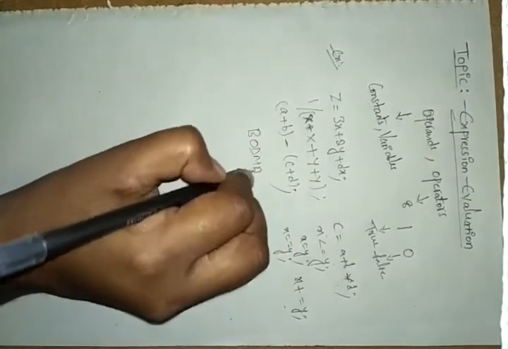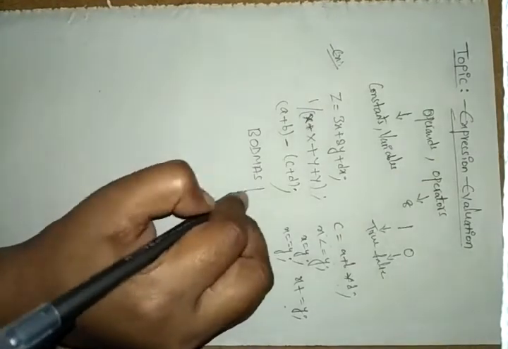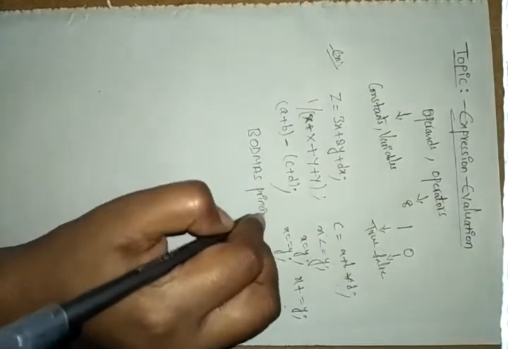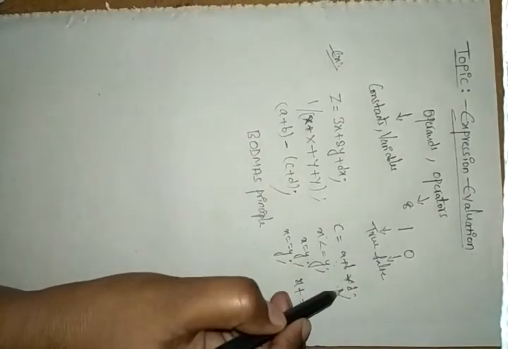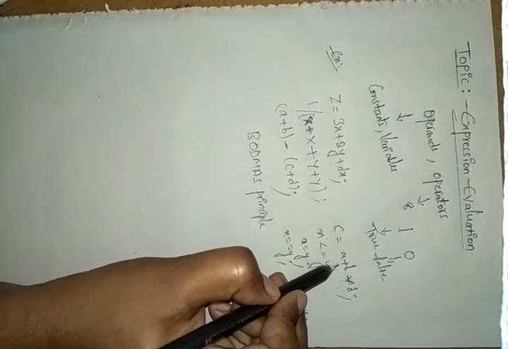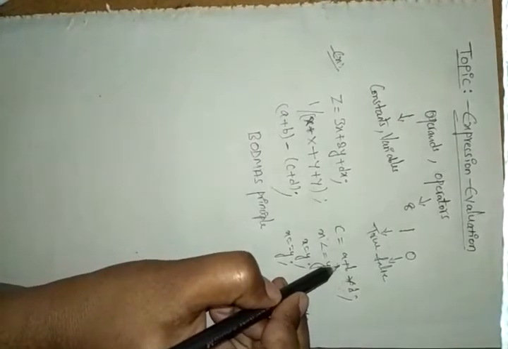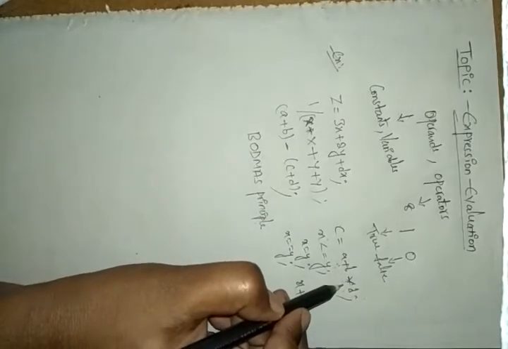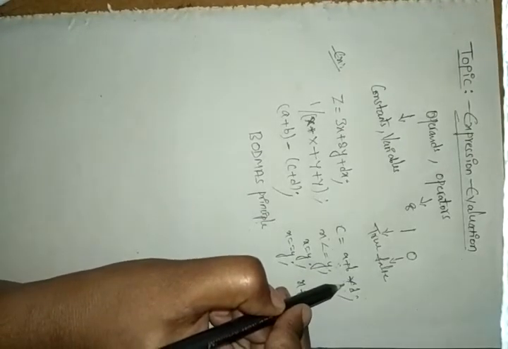In the BODMAS principle, higher precedence is given to certain operators. Suppose you have a plus b into d. If you first perform the plus, you get one value. If you first perform the multiplication, you get a different value.